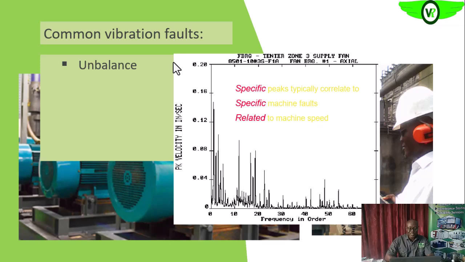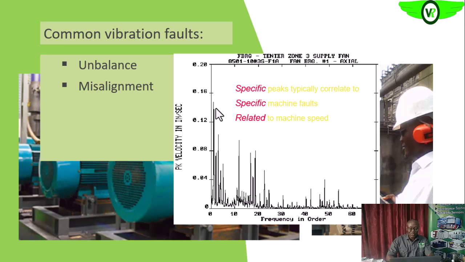When you look at the spectrum, as you hover in your analysis software through all of these peaks, it will tell you the order at which this frequency is happening. So if it is 1, that is most likely an indication that you have an unbalance within the system.